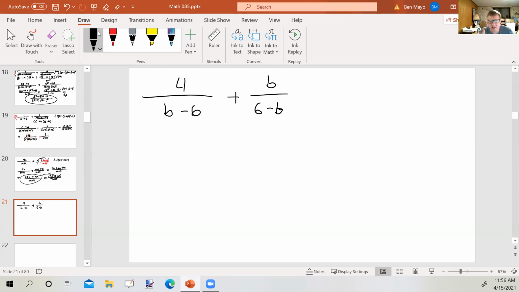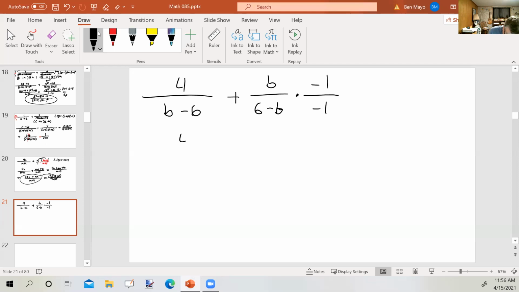b minus 6 and 6 minus b are opposites of each other. That's why dividing one by the other gives us -1. So I'm going to leave the first fraction alone with the denominator of b minus 6. And I'm going to take the second fraction and multiply it by -1 over -1. If you take a number times -1, you get its opposite.